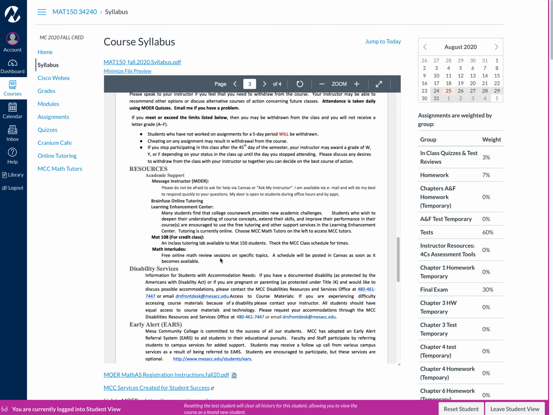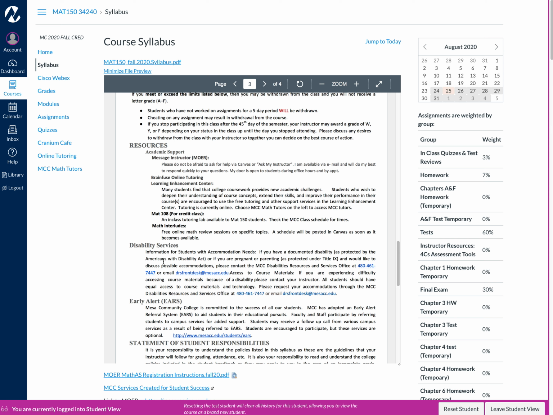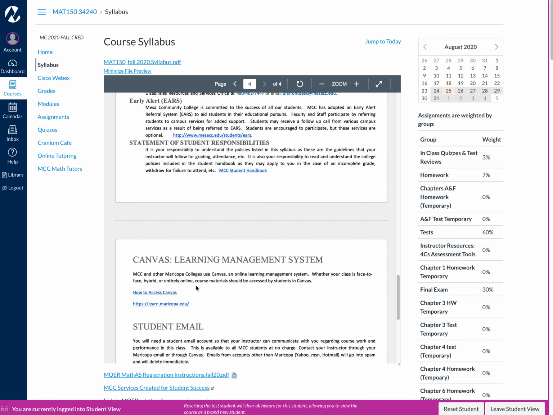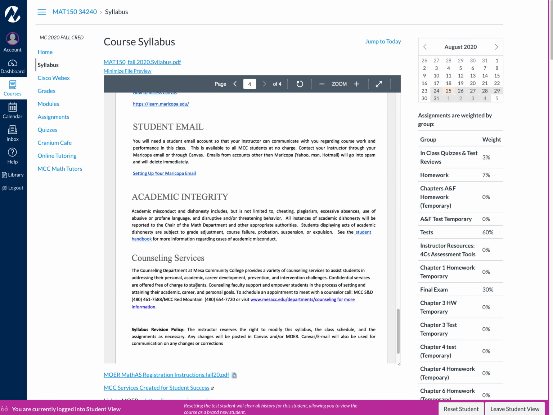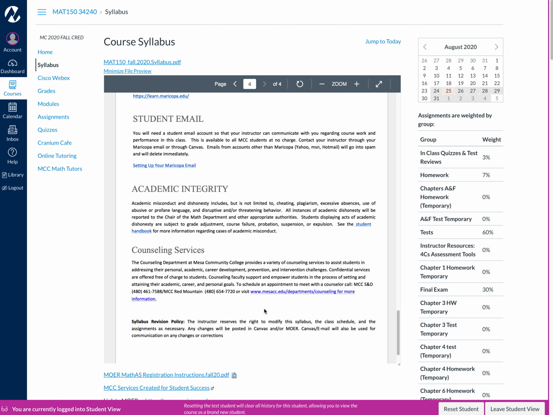Math interludes, these are math review sessions. They are also available, and I'll get the links put up whenever they're going to be. Disability resources, you need to look at that if you need that and take care of whatever you need to take care of, and then I'm going to let you read the rest of this. The other important thing is counseling service. We have an excellent counselor in math anxiety and that kind of thing, Sonia Esposito. If you have a problem, you can schedule a counselor. They are available.